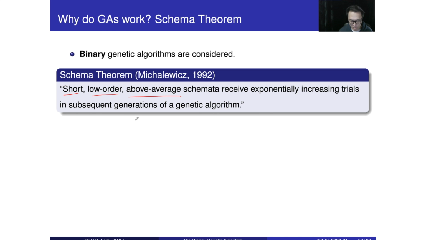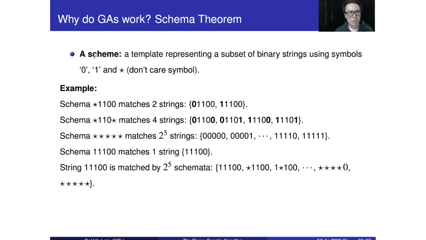Okay, now the first thing we need to know is, what is a schema? A schema is a template that represents binary strings using symbols. When we talk about a binary string, we are actually talking about the chromosome, because the chromosome is represented by a binary string, which is made of 0 or 1. Now I'm going to introduce the star. This star symbol is a don't care symbol. It means it can represent 0 or 1.